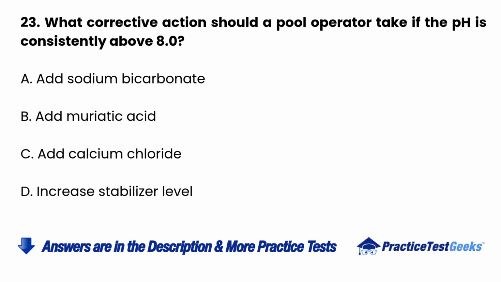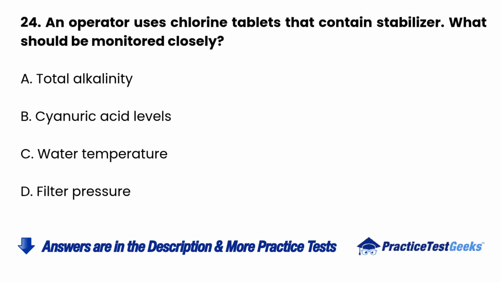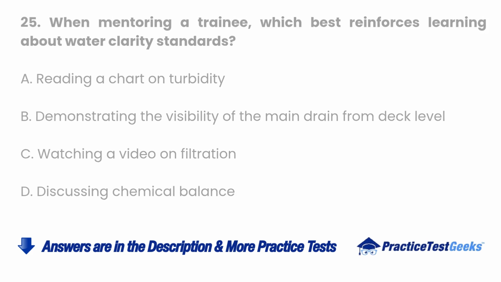C. Add calcium chloride. D. Increase stabilizer level. 24. An operator uses chlorine tablets that contain stabilizer. What should be monitored closely? A. Total alkalinity. B. Cyanuric acid levels. C. Water temperature. D. Filter pressure.